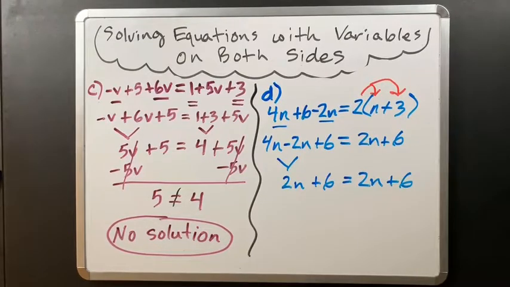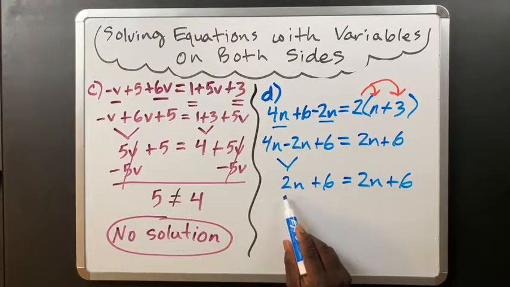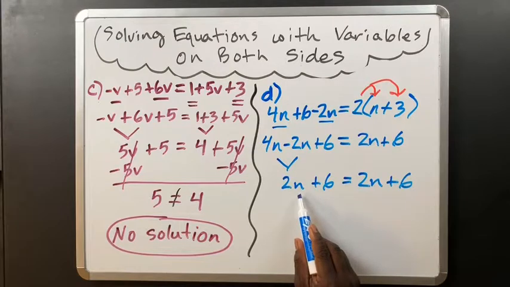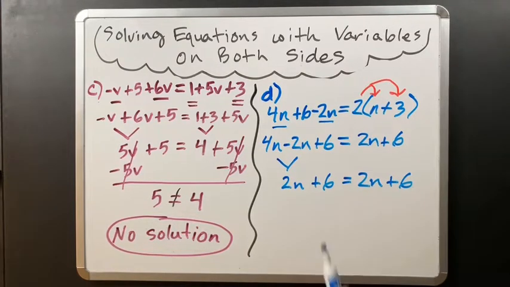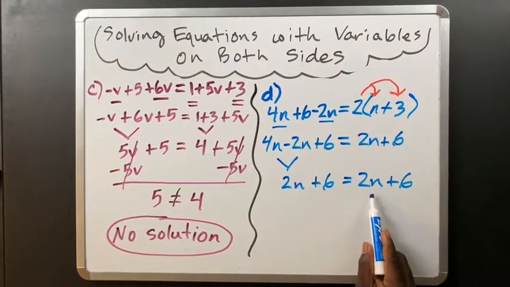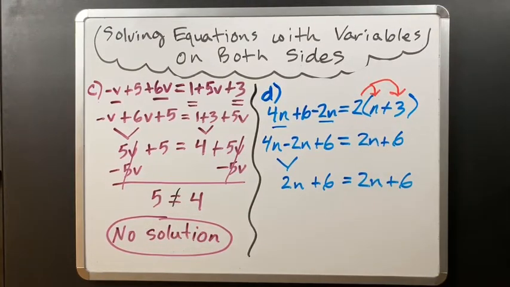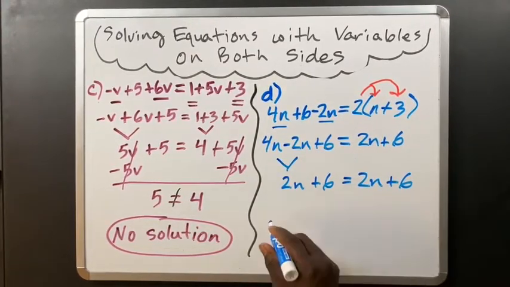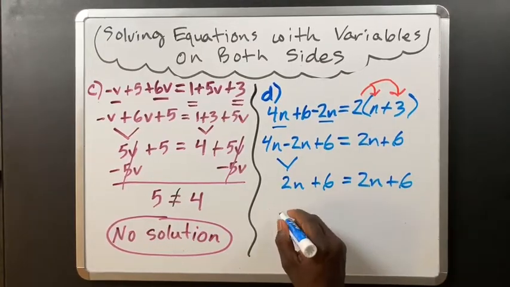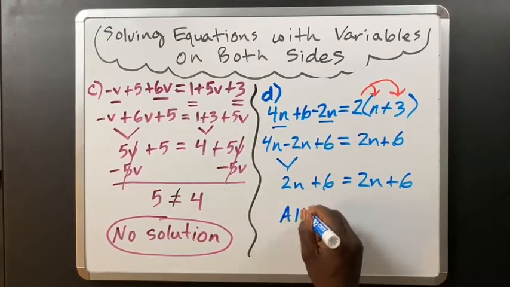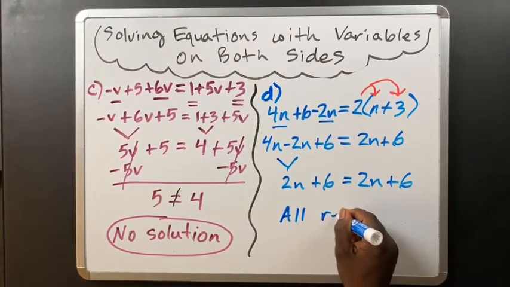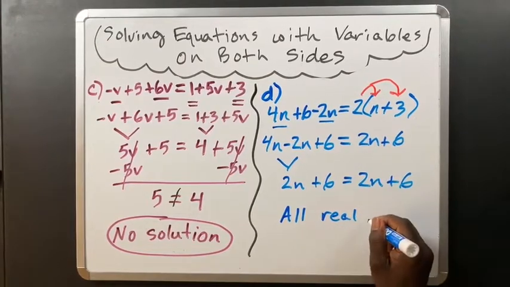Okay, so I'll give you an example. If I pick n equals 1, then 2 times 1 is 2. 2 plus 6 is 8. And I get the same thing over here. 2 times 1 is 2. 2 plus 6 is 8. 8 equals 8. So we say, in this case, I can pick any value of n and still get the same answer. So we say the answer is all real numbers.